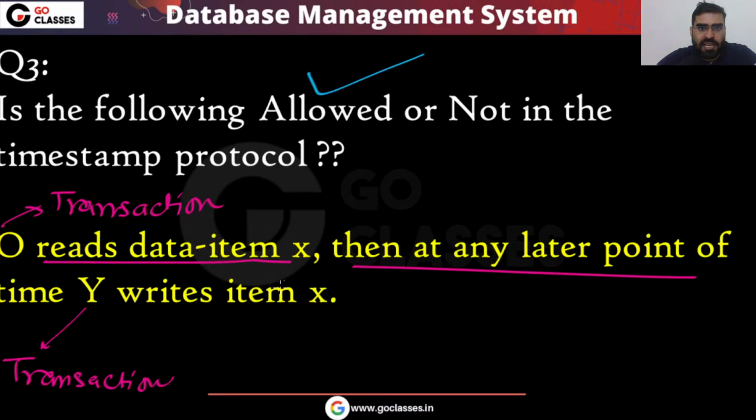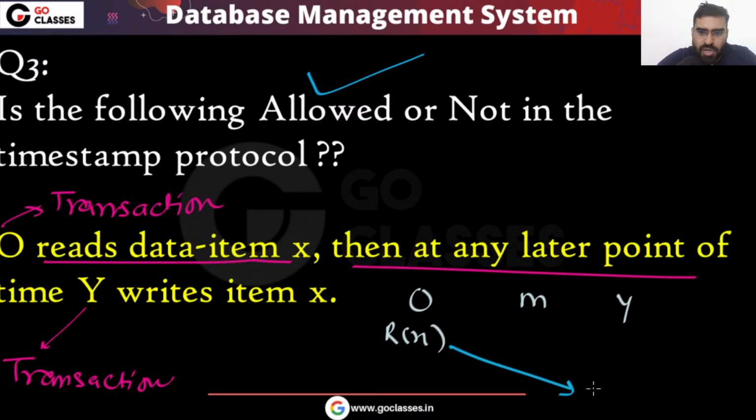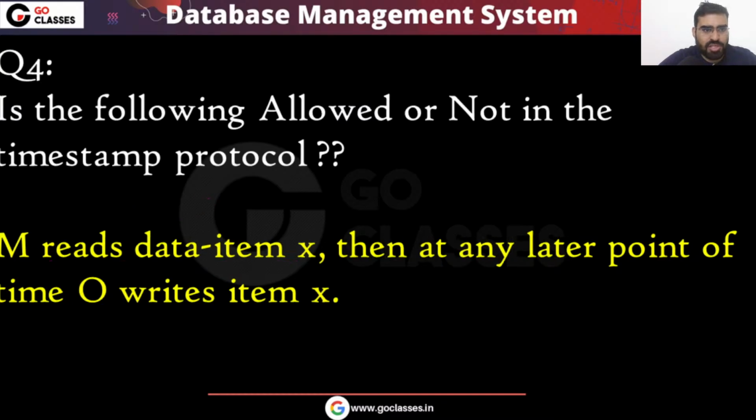The answer will be again allowed, because this is fine. There is no problem. This is old, this is middle. It is reading item X, then after some point of time, this conflict order is fine. Yes or no? This is perfectly fine. Okay, there is no problem. So this is allowed. What about this one?